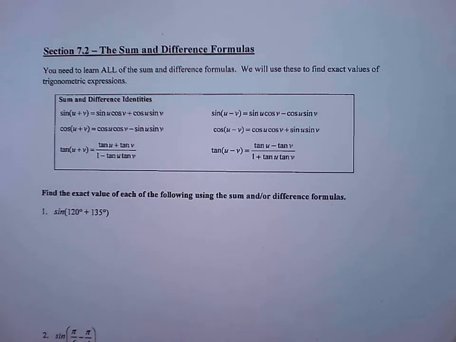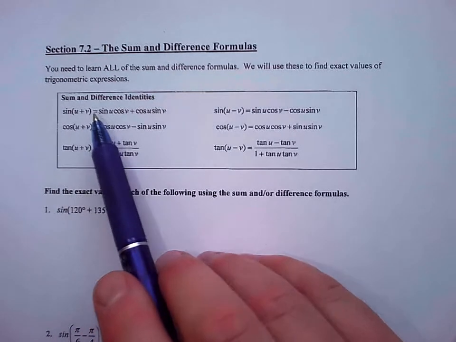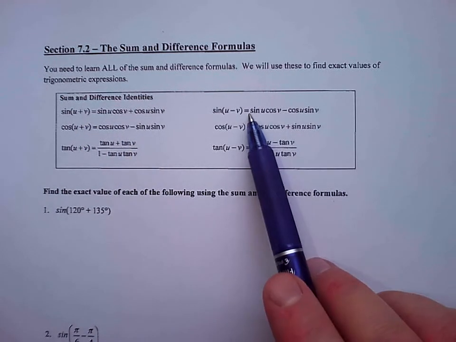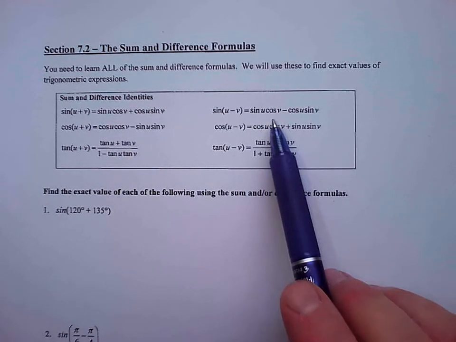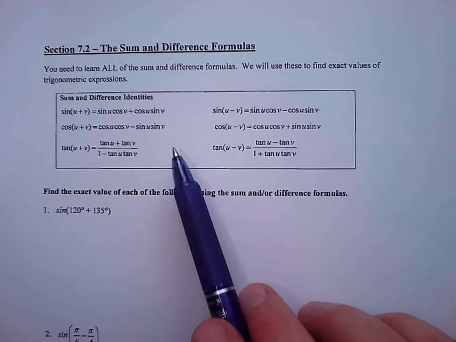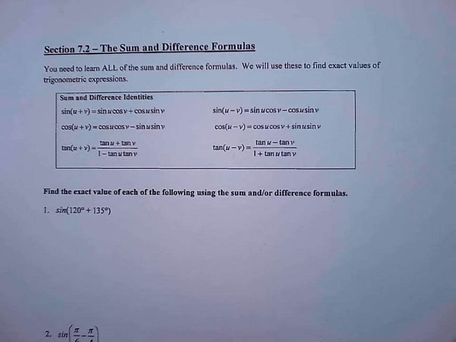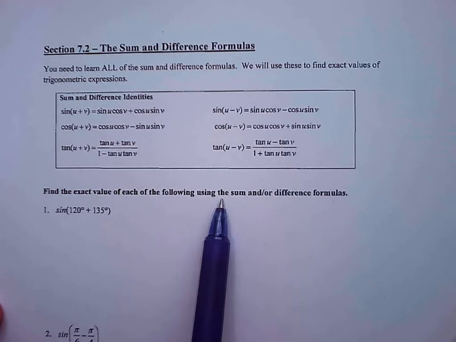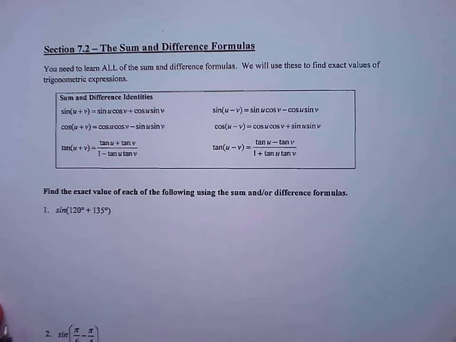our unit circle? So here we have those properties for whenever we have the sum of two angles. Here to the right hand side of the equality we have them for whenever we have the difference of two angles. And again, we're just going to be referring back to this a lot in this section. So here it says, find the exact value of each of the following using the sum or difference formulas. We have the sine of 120 degrees plus 135 degrees.